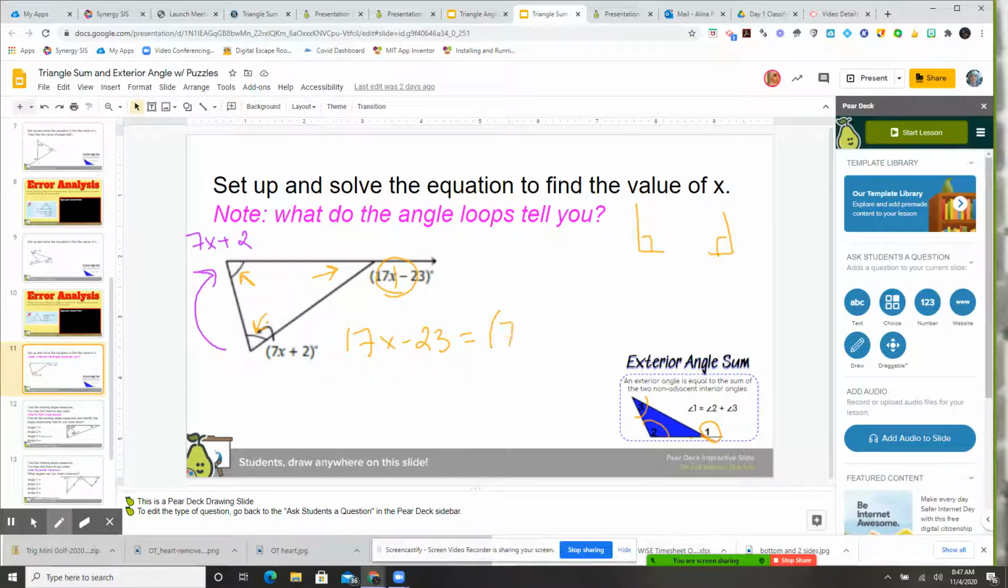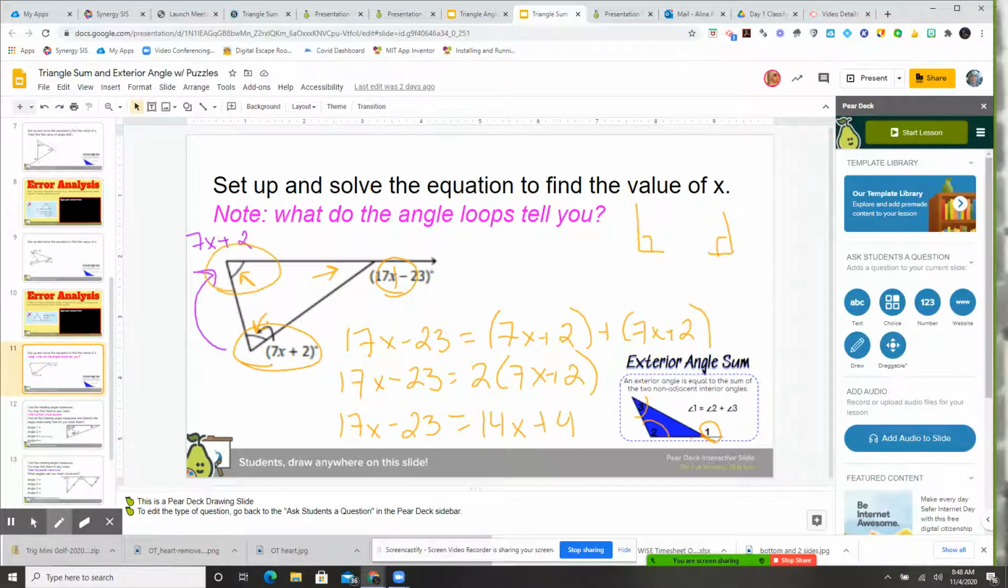So now I've got 7x plus 2 twice. So I can either add it, 7x plus 2, or I can write 7x minus 23 equals 2 times 7x plus 2. That's just another way to write it. Or for those of you who are really quick with the mental math, you can go straight to 17x minus 23 equals 14x plus 4. But basically, I've got to add the two inside angles, and they're congruent because that's what those congruent loops mean. So I've got 7x plus 2 plus 7x plus 2 equals that outside angle. Okay?